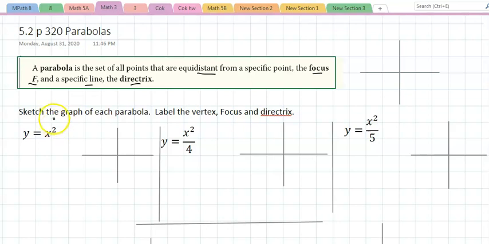So if I said sketch the graph of each parabola, label the vertex, focus, and directrix, let's just worry about the graph for now. We'll come back to the focus and directrix. For now, we're going to sketch a graph and label the vertex. If I proceed like I normally do, I figure out where the inside equals 0. A point above it and a point below it will do. That's 0, 0, 1, 1, and negative 1, 1. And we know the shape of a parabola looks like this.